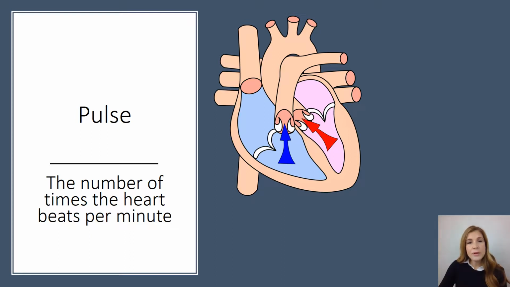When you count the number of times you feel a person's pulse beat in 1 minute, then you know how fast the heart is beating. The number is called the heart rate or pulse. So the pulse is simply the number of times the heart beats in 1 minute.